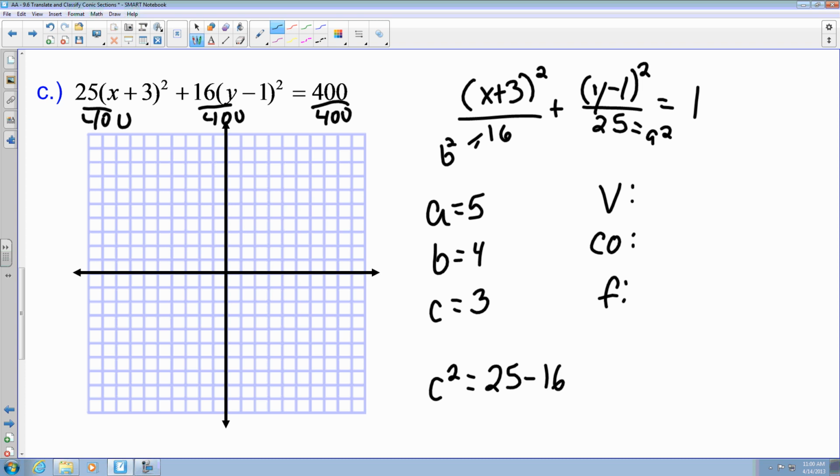So my center point is going to be at -3 comma 1, so let's find that. And now I know that a is 5 and it's going to be a hot dog, so I'm going to move up and down 5 units. I'm going to go 5 here, and 5 here. So this one's located at -3 comma 6, and this one's at -3 comma -4.